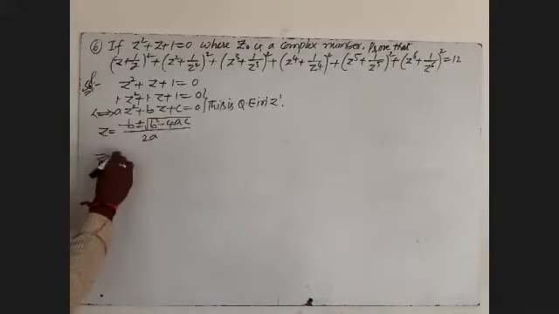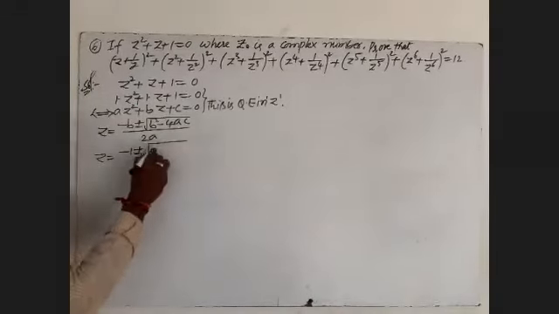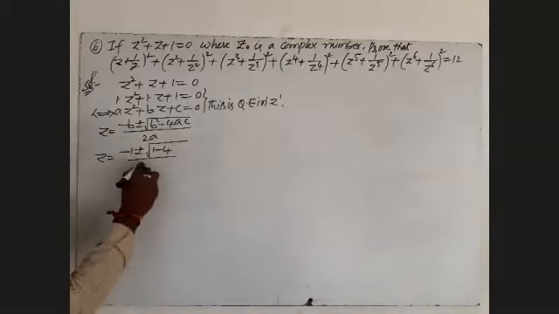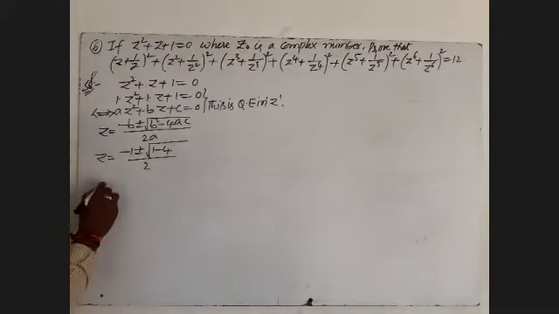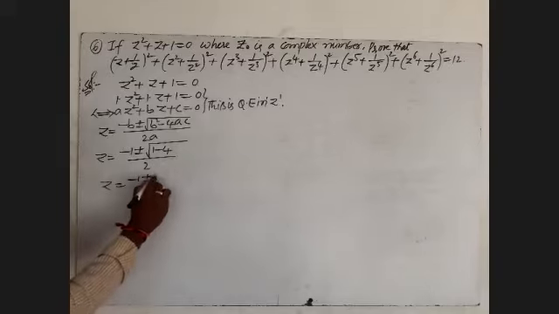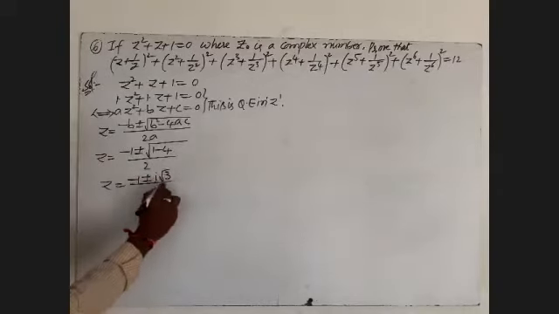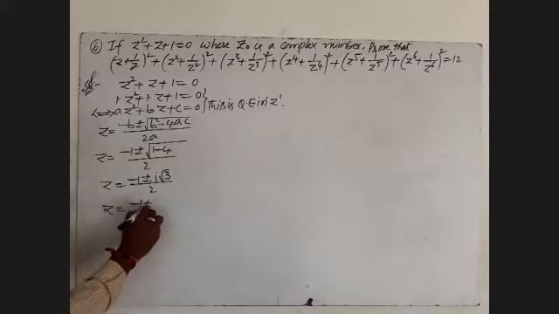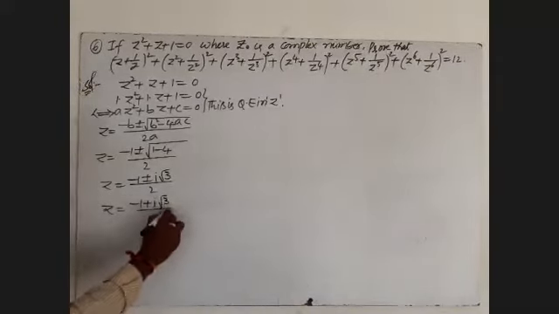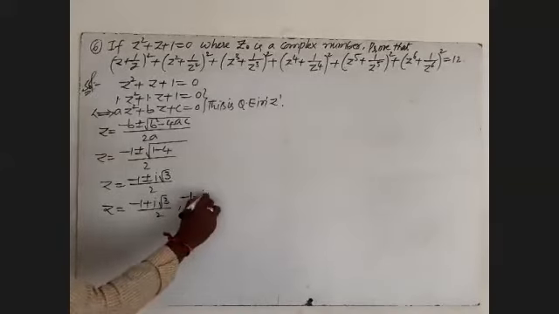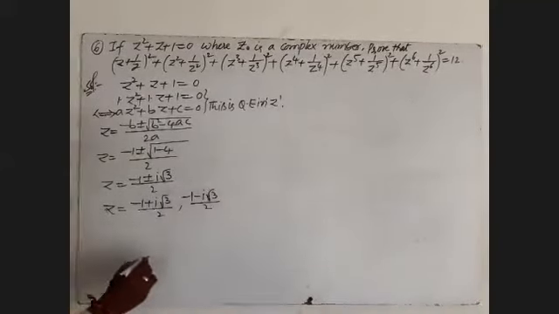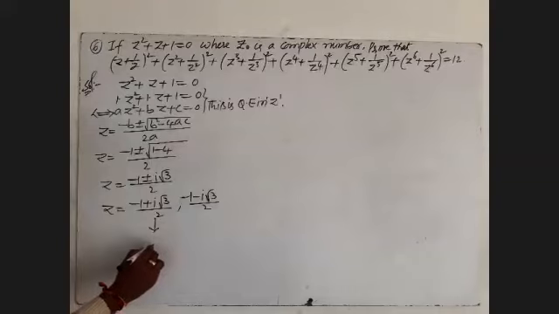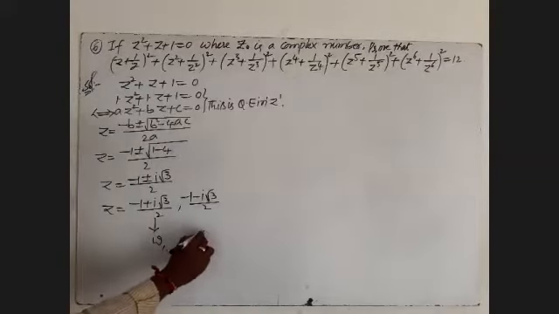That is, the value b is minus 1 plus or minus root of 1 minus 4 by 2 into 1 is 2. That I will write, z is equal to minus 1 plus or minus i root 3 by 2. We have to expand this one, that I will write minus 1 plus i root 3 by 2, comma, minus 1 minus i root 3 by 2. This is the value of omega, this is the value of omega square.